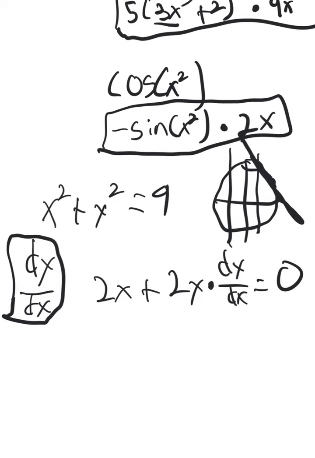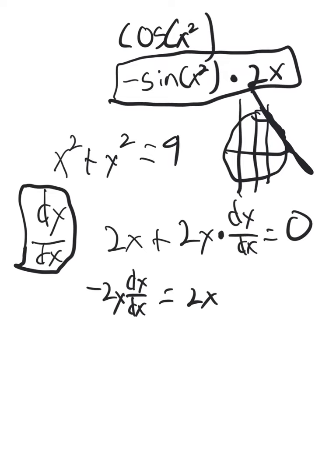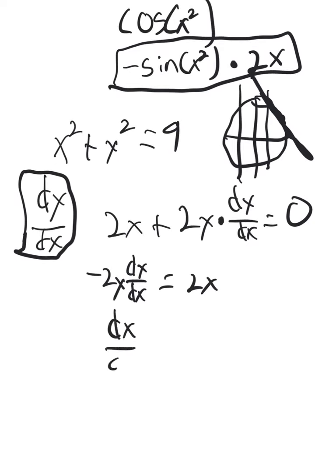And then if we rearrange the equation a little bit for dy over dx, we get negative 2y dy over dx equals 2x. And then we end up with dy over dx equals negative x over y.